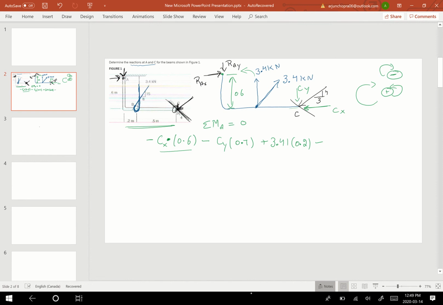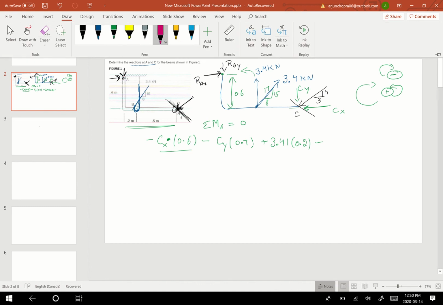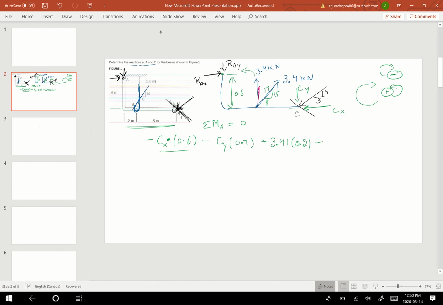This force is acting at a slope of 15, 8, 17. So I can find the X and Y components of this force also. There will be a Y component and an X component, and the value of the Y component will be 3.4 times 15 divided by 17, which is 3. So this value comes out to be 3, and the other value will be 3.4 times 8 divided by 17.